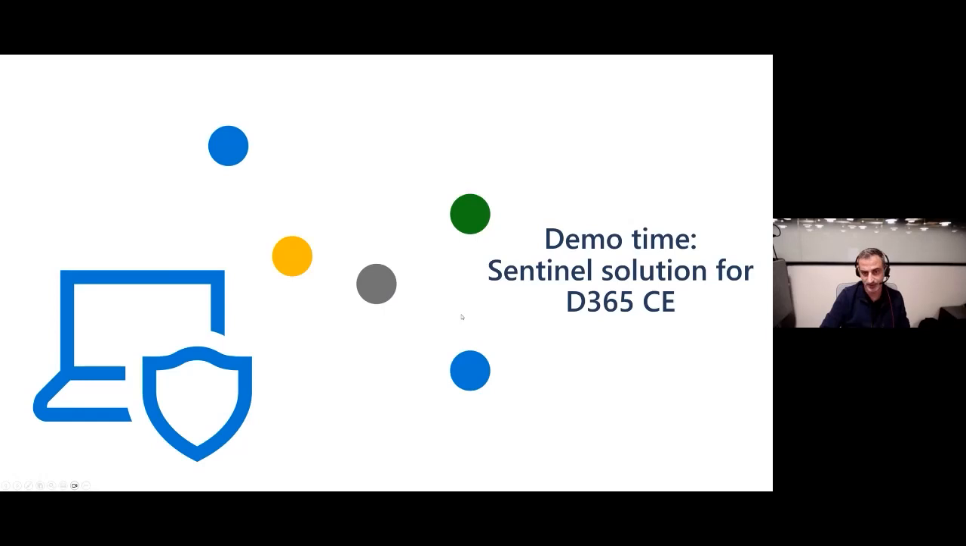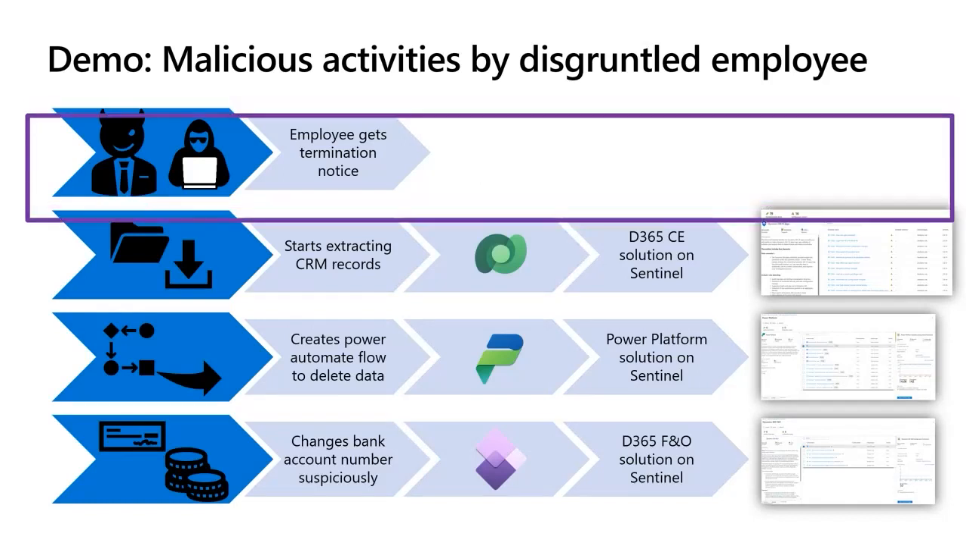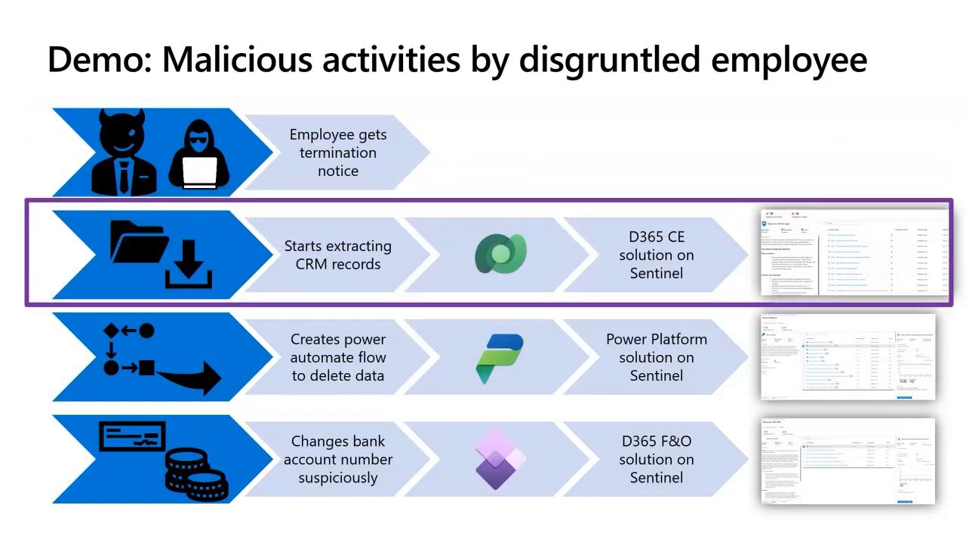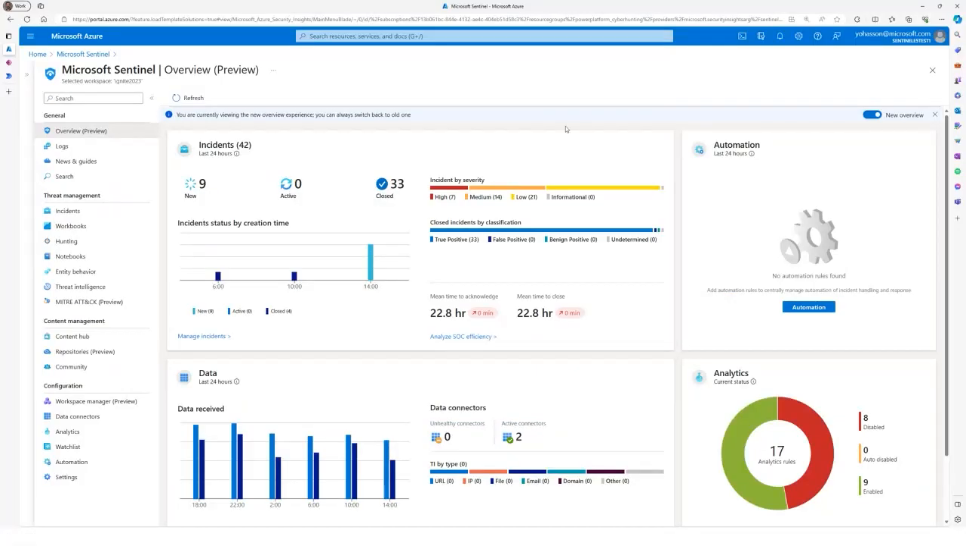And that's the time for the demo. What are we going to demo now? To remind you, we talked about a scenario of an employee who gets a termination notice. He is disgruntled and angry, and now he wants revenge and to take advantage of what he can. The first thing he does when he gets this termination notice is to start extracting CRM records, so details about customers, accounts, opportunities, and so on, so he can maybe save them for the next place he's going to work or sell them. Let's see how we can detect this with the Sentinel solution.